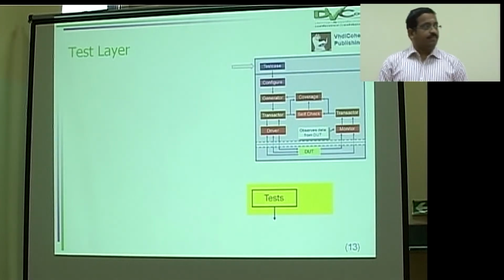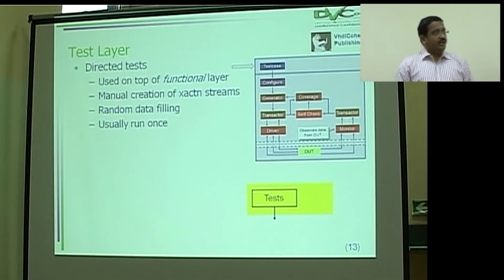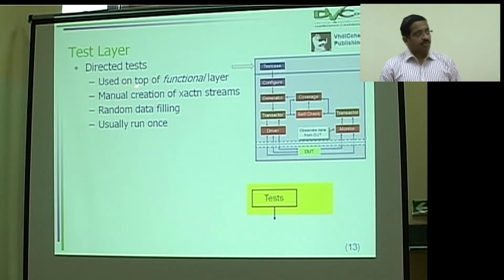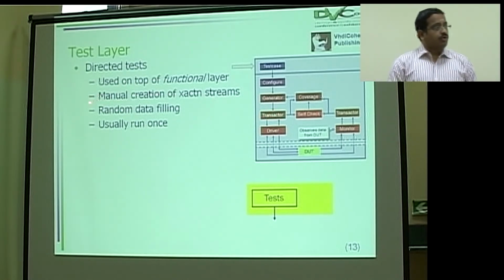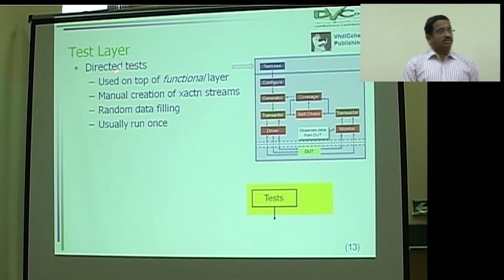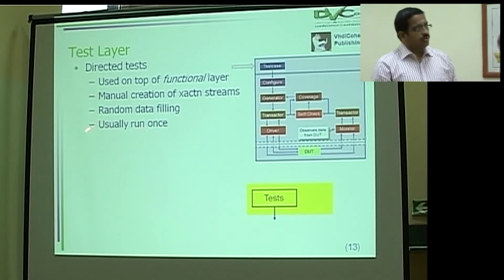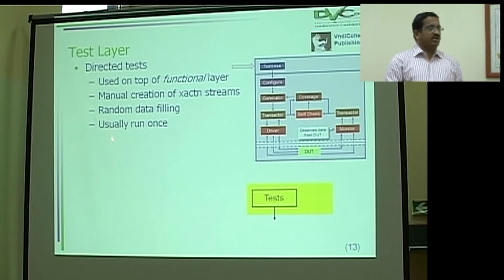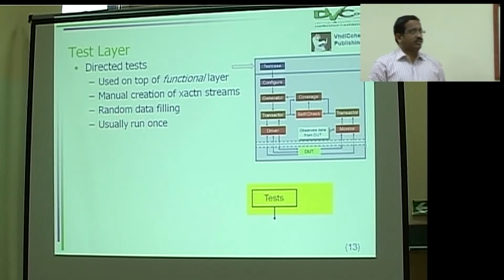Coming to the test layer, if you had done a test, this could sit on top of the transactor, this functional transactor layer, and it could involve manual creation of transaction streams. This is, in a sense, what we showed even in the past with the UVM lab. The very first lab, we said, okay, you will reset, send one transaction, come out. And you could still use a little bit of random data filling, usually run mode one.